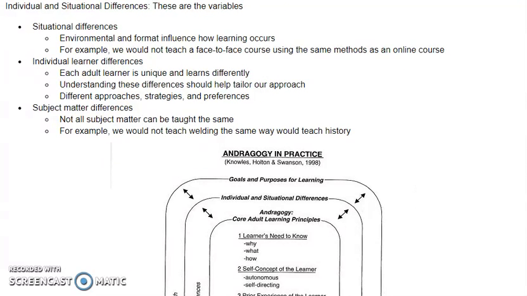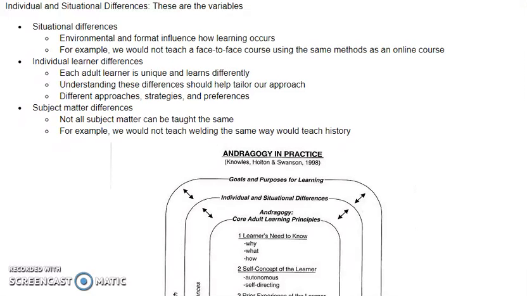So moving on down to the second ring, we're looking at individual and situational differences. And these are the variables that each individual brings in and influences how we go about learning. And as you will see going forward, that's why it is so important to understand our learners and what they bring. So you have your situational differences, and we'll spend more time next week looking at that, looking at how the environment and the format influence how learning occurs.